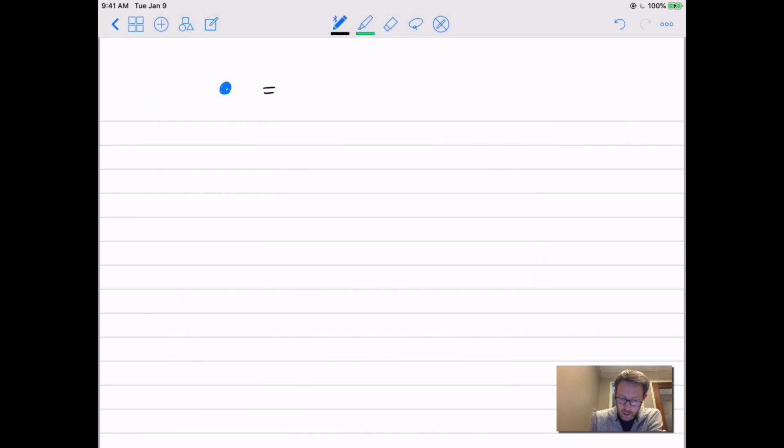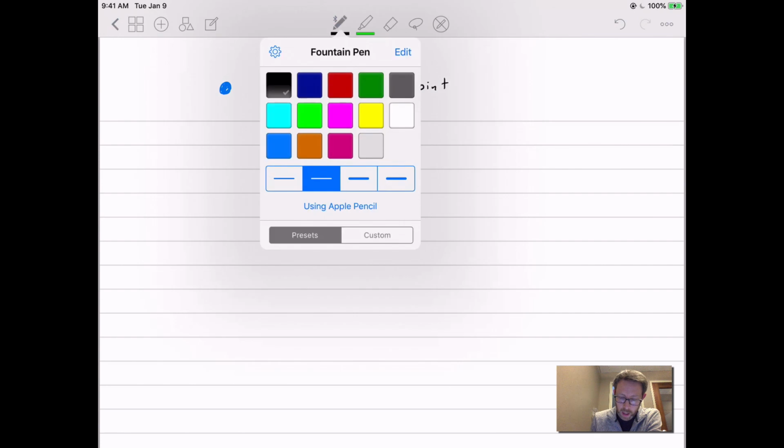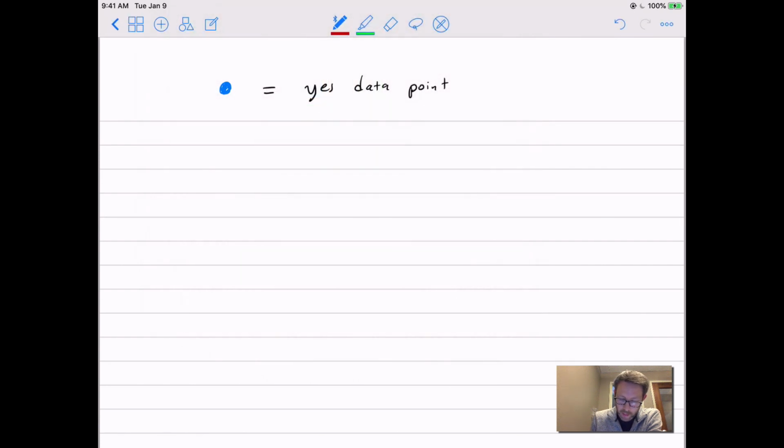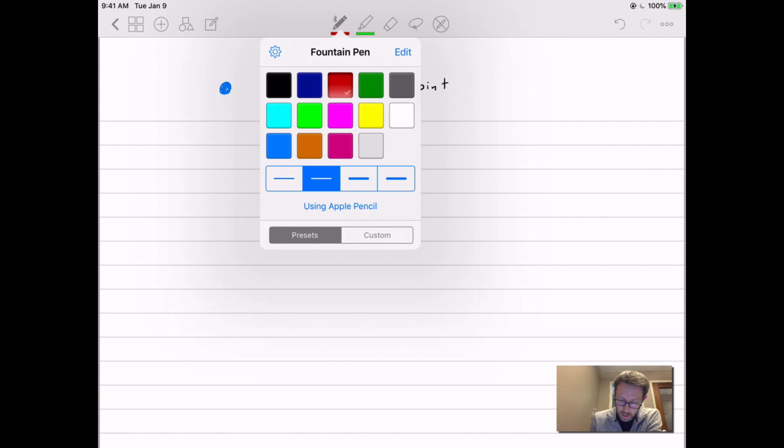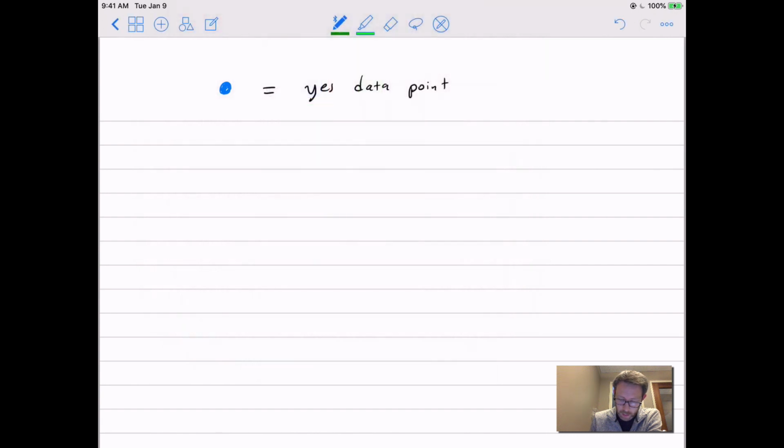A blue circle is equal to a yes data point. So this would be, for example, a news article that is genuinely about Joe Biden. And then I'll use, I won't go red and blue because it's too political. I don't want to get too political. So we'll put green here as a no data point.